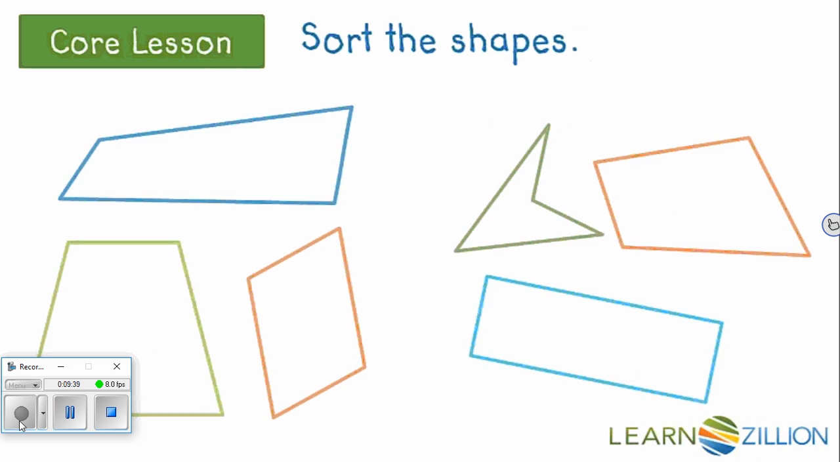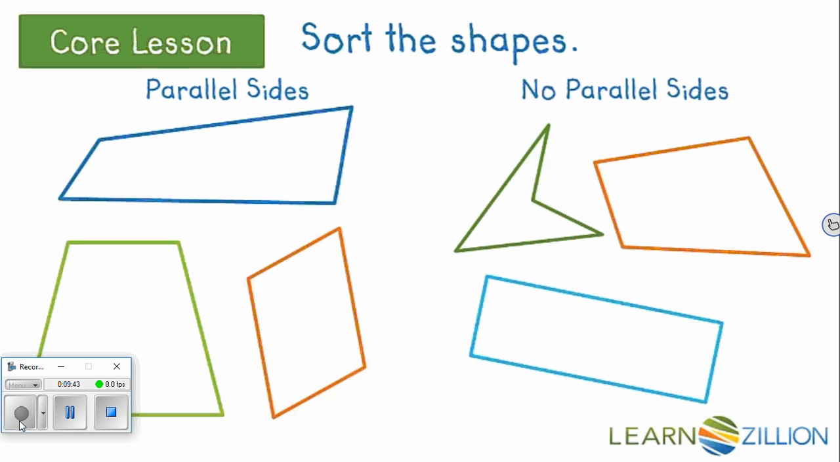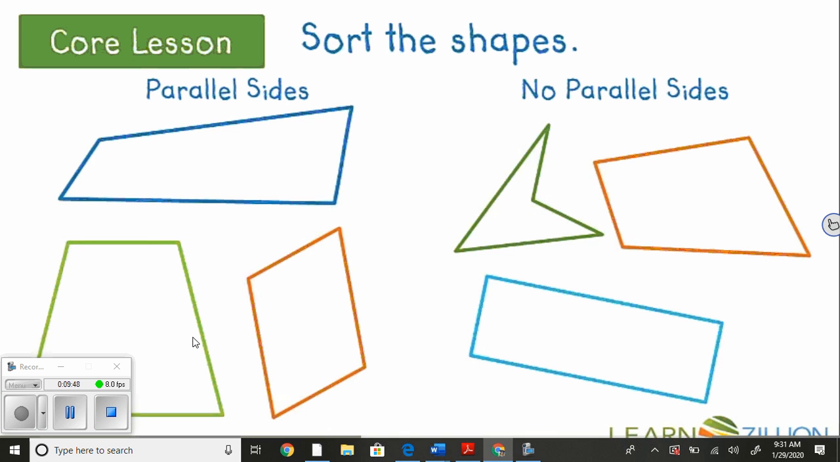Let's sort these shapes into 2 categories. Shapes with at least one pair of parallel sides and shapes with no parallel sides. Shapes on the left. All right, which shapes have one set of parallel sides? One or more, 1 plus. Which of these shapes have at least one or more set of parallel sides?